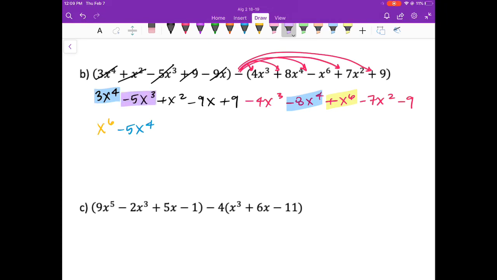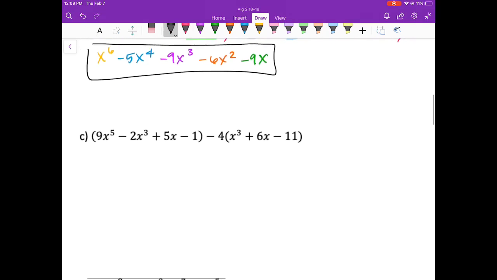Minus 5x cubed minus 4x cubed. So negative 5 minus 4, negative 9x cubed. Plus x squared minus 7x squared, so minus 6x squared altogether, because remember we have the invisible coefficient of 1, so 1 minus 7 gives me negative 6. And then lastly, minus 9x, and I say that was last because I have plus 9 minus 9. Those just cancel out entirely. I don't need to write a plus 0 at the end. I am all done.